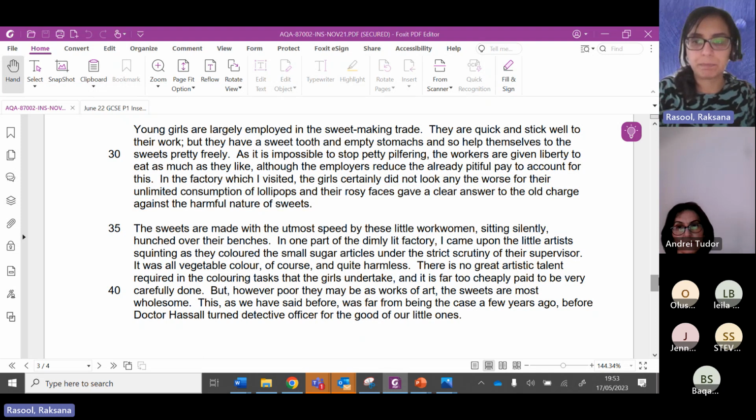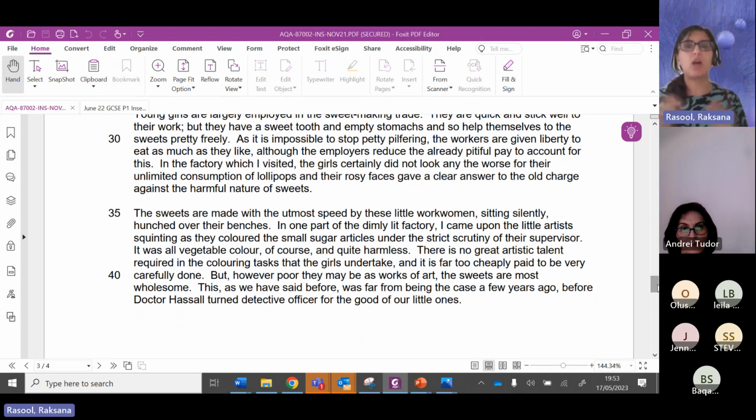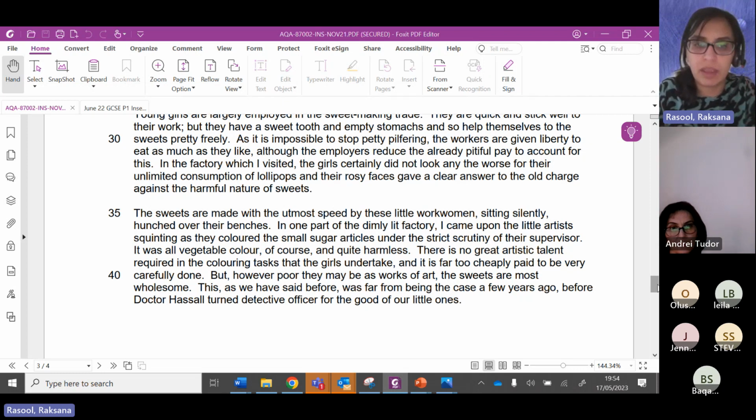They seem fine. The sweets are made with the utmost speed by these little workwomen, sitting silently hunched over their benches. In one part of the dimly lit factory, I came upon the little artists, squinting as they coloured the small sugar articles under the strict scrutiny of their supervisor. It was all vegetable colour, of course, and quite harmless.